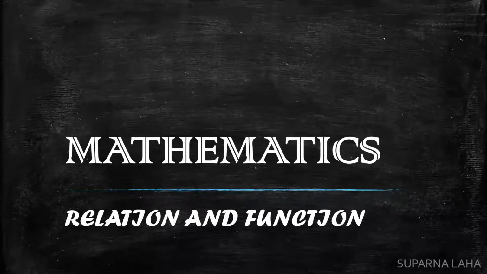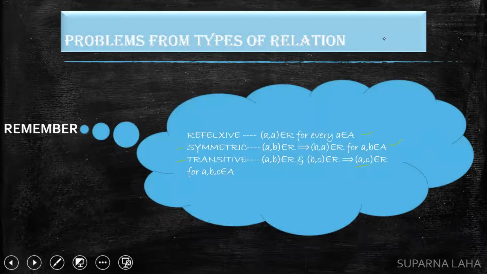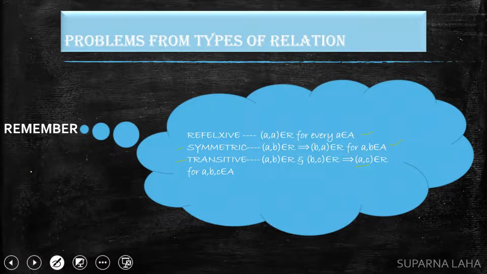Welcome students. So today we will solve some problems from relation and function, that is from our first topic, that is types of relation. But before that we need to recall some properties, that is reflexive property, symmetric property and transitive property. So here is reflexive property, that is A comma A.